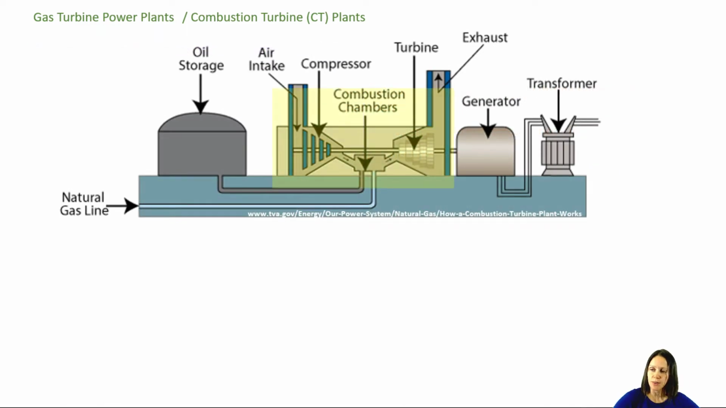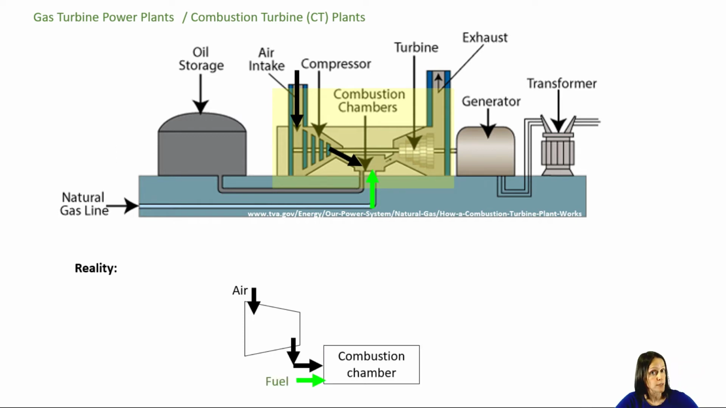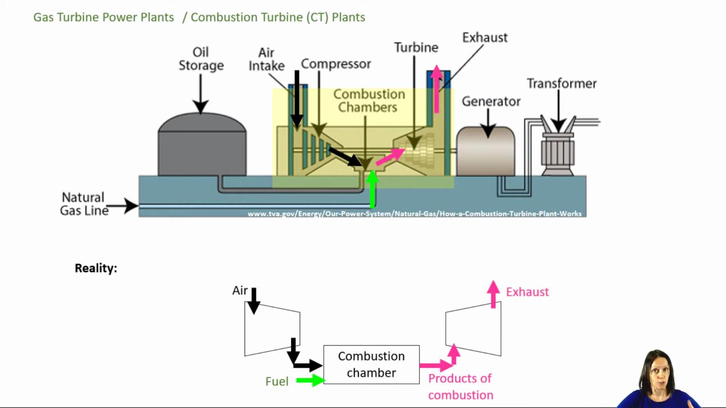Okay, so here's what that looks like, and we're looking at this little section in the middle. You've got air coming in to a compressor, it's being compressed, then it's being fed into a combustion chamber, and fuel also comes into that combustion chamber. You've got a combustion reaction, and what comes out are the products of combustion. Those high temperature, high pressure gases expand over the turbine blades, cause them to spin, and then leave as exhaust. So your compressor requires work, and your turbine generates some work. That's what's really going on.